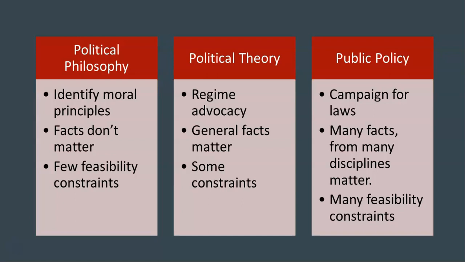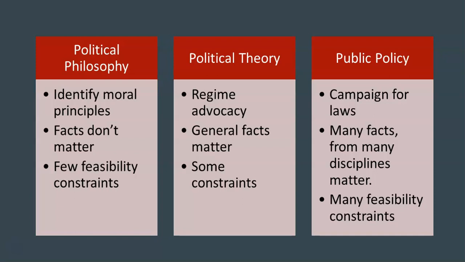One way to think about political philosophy is that it tries to identify the moral principles that should govern society. When we're thinking about choosing between principles, it's not clear how much facts really matter. And it's also not clear whether we should consider feasibility constraints at all. All we're trying to do is identify what will be good, right? What will be the best. And when thinking about that, we're free to imagine people as being better than they are. We're free to imagine societies not burdened the way our societies are burdened.